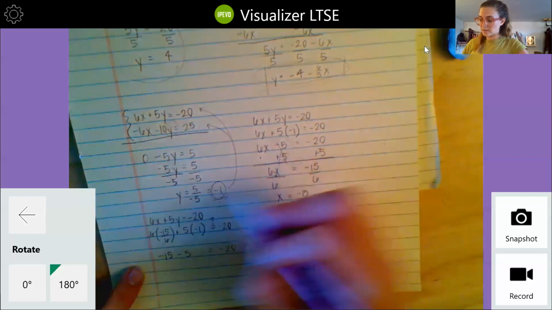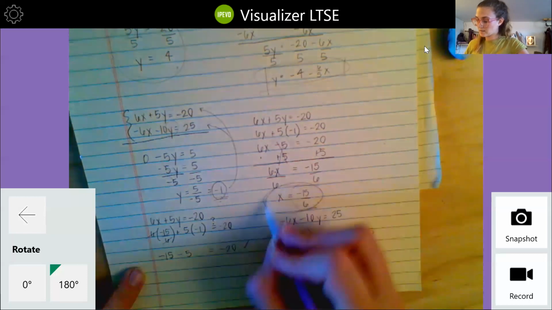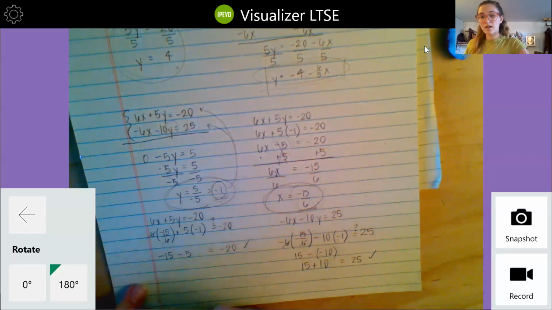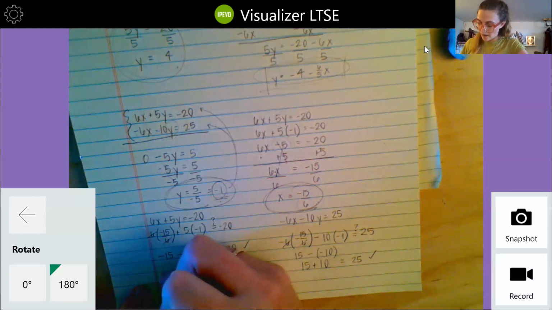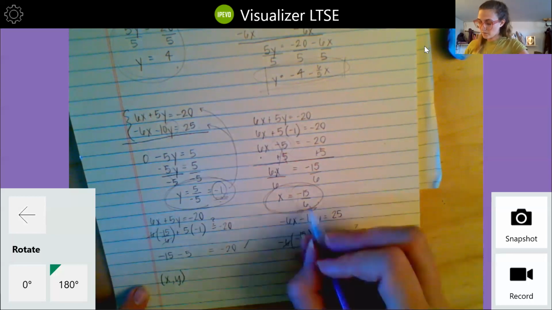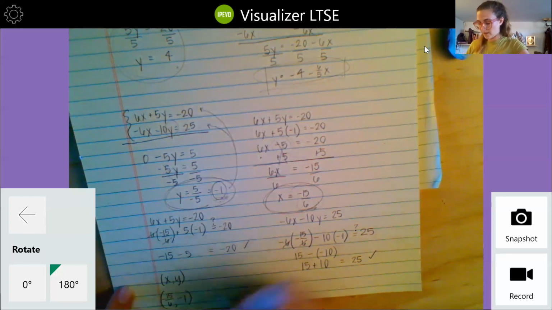So I know that this is my answer. -15 over 6 is equal to x, and -1 is equal to y. I write my answer as an ordered pair. Remember, x comes first and then y. So x is -15 over 6, and y is -1. And that will be my answer.